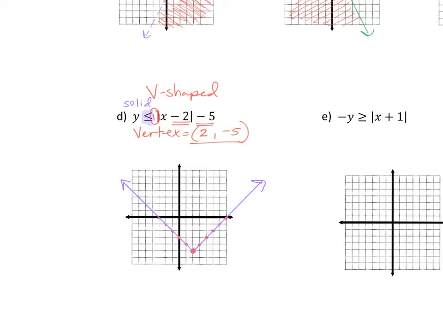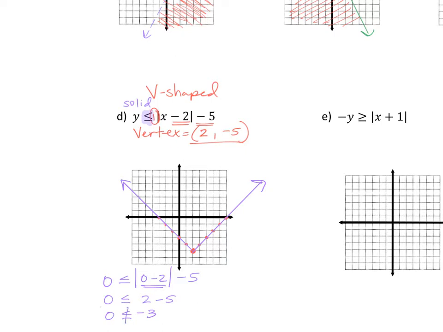Okay, and now again, 0, 0, right here, we can plug that in to see if it's going to make our equation true. So if I plug 0, 0 in, I get 0 is less than or equal to the absolute value of 0 minus 2 minus 5. So I get 0 is less than or equal to, the absolute value of -2 is 2. So it's 2 minus 5. So 0 is less than or equal to -3. That is not true, okay?